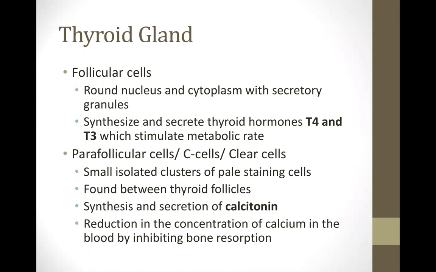Okay, class. If your T3, T4 secreted by the follicular cells stimulates the metabolic rate or the metabolism, your parafollicular cells synthesize and secrete calcitonin. Calcitonin, class, is responsible for the reduction in the concentration of calcium by inhibiting the bone resorption. So basically, calcitonin decreases the calcium level in the blood. By what mechanism? Inhibiting the bone resorption. So please take note of the hormones, the cells, and their functions.